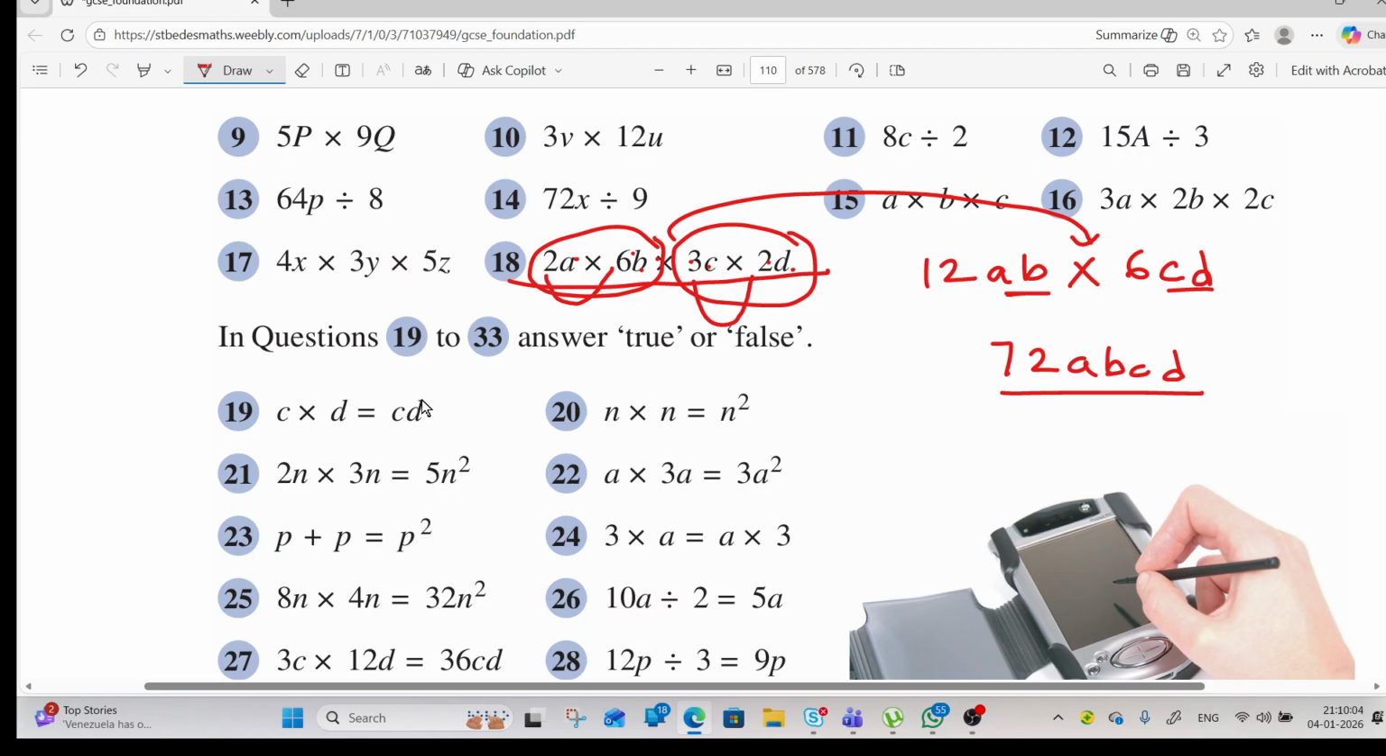As I told you, if there is no sign between two terms, that means they are in multiplication. Like ab means a times b, right? So abcd means a times b times c times d, right?